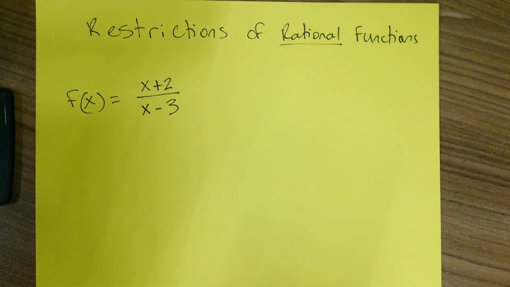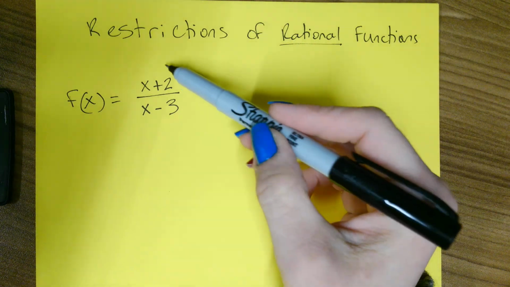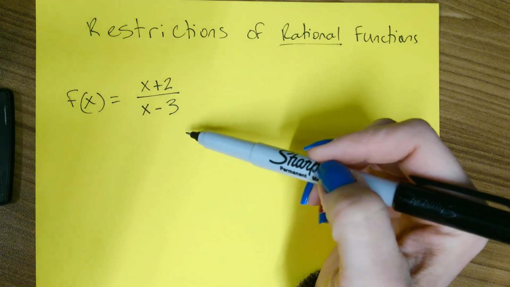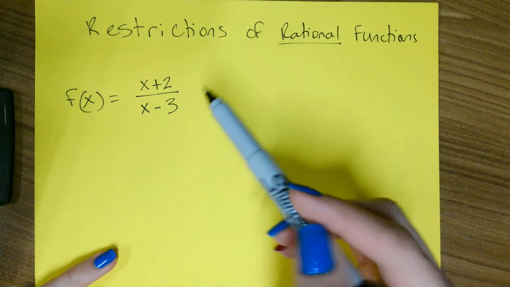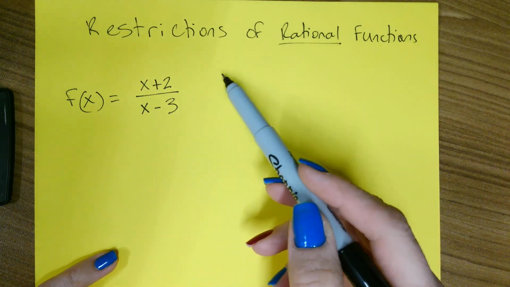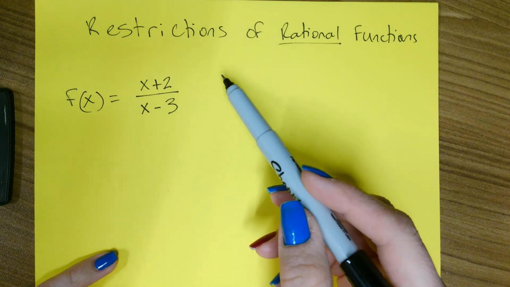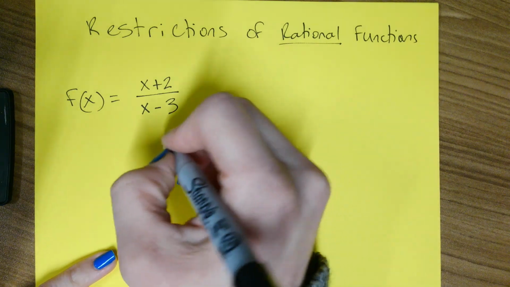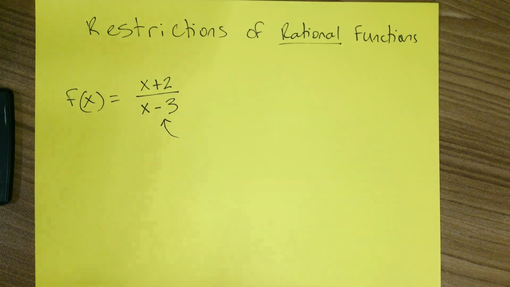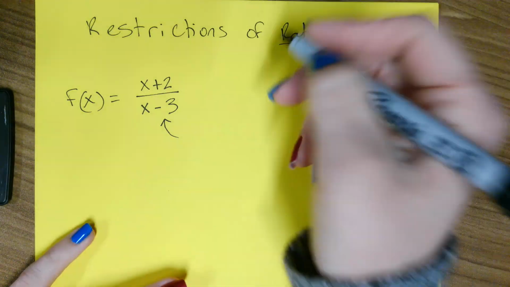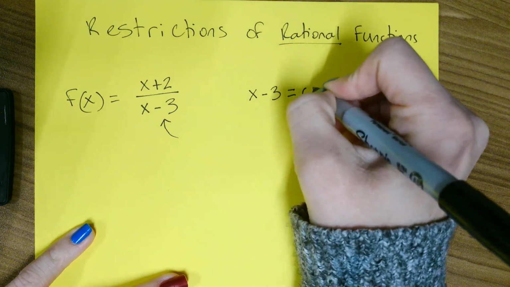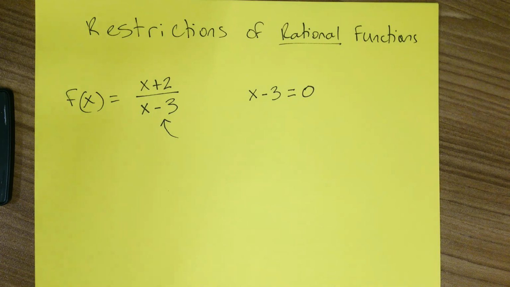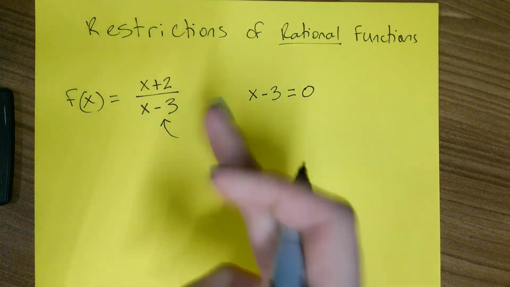So when I'm trying to find the restrictions, the only restrictions that we'll come up with on a rational function are in the denominator, because if you look at the big picture, I have division here, and we know that we can't divide by 0. So whatever is on the bottom of the fraction cannot equal 0. So to identify what the restrictions are, we can take the denominator, set it equal to 0, and solve. This will tell us what value for x would cause a restriction.